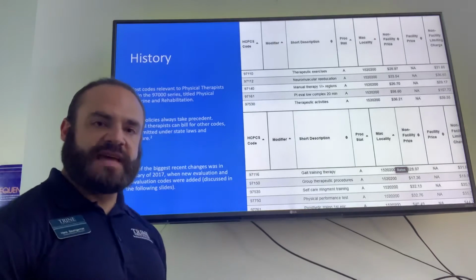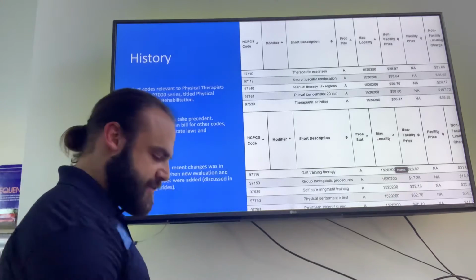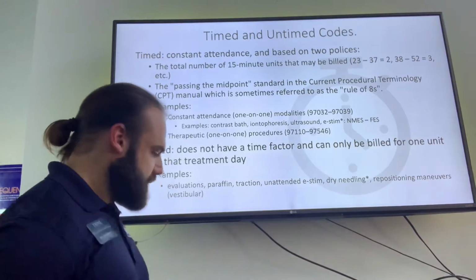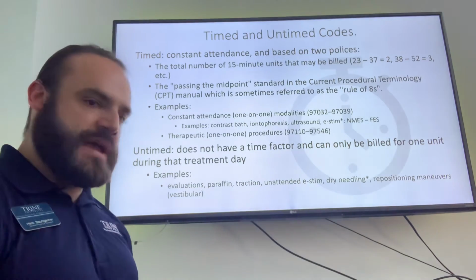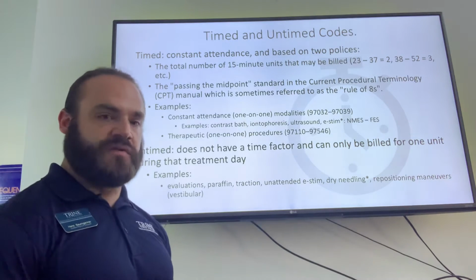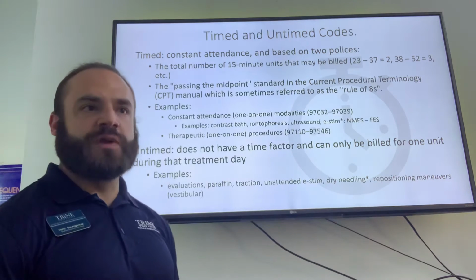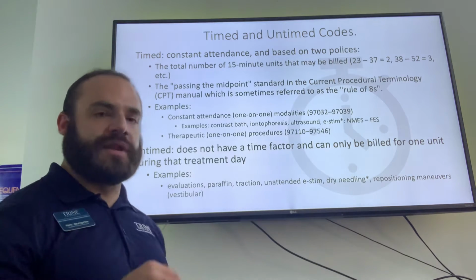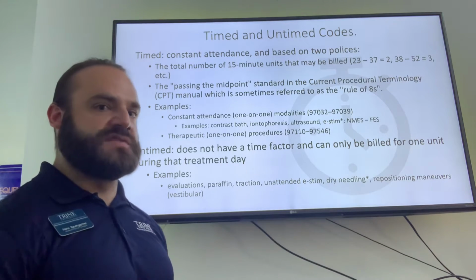One of the biggest changes that happened recently was in January 2017, when the new eval and reevaluation codes were rolled out. So, timed versus untimed codes. Timed is based on two main principles, based on the 15-minute units for total amount of units that can be charged. So basically, we all know that between 8 and 22 minutes is 1 unit, between 23 and 37 is 2 units.